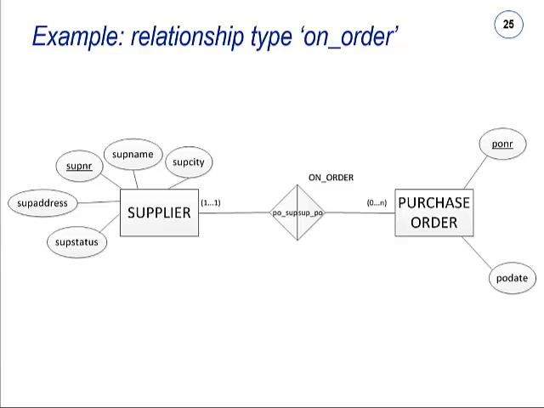Supplier is not existent dependent on purchase order because the minimum cardinality from supplier to purchase order is 0. So I can perfectly have suppliers which are not connected to purchase orders. When the minimum cardinality is 0, we refer to that as partial participation. Some suppliers will participate in the relationship type and be connected to purchase orders. Other ones will not participate in the relationship type and not be connected to purchase orders.